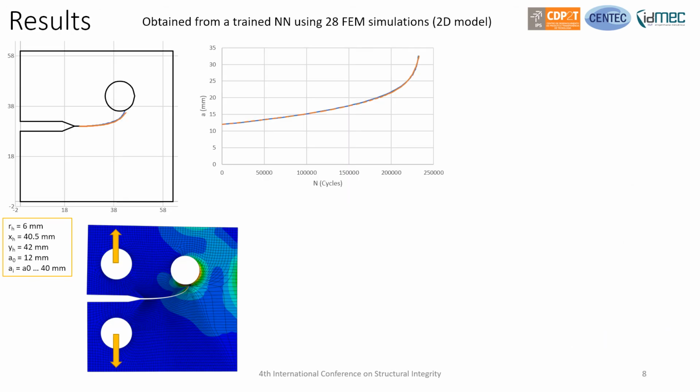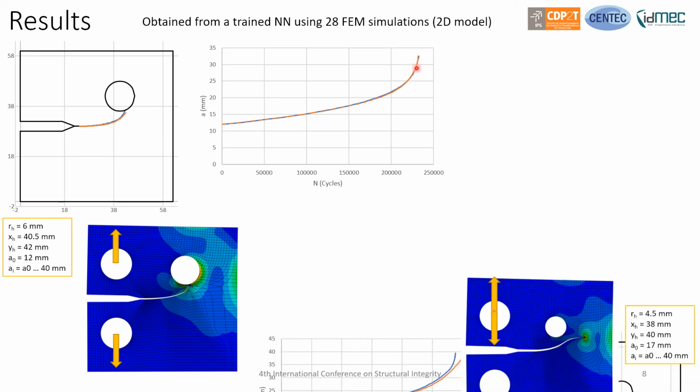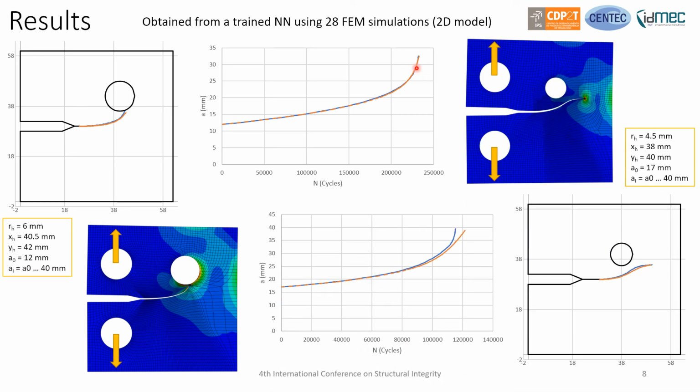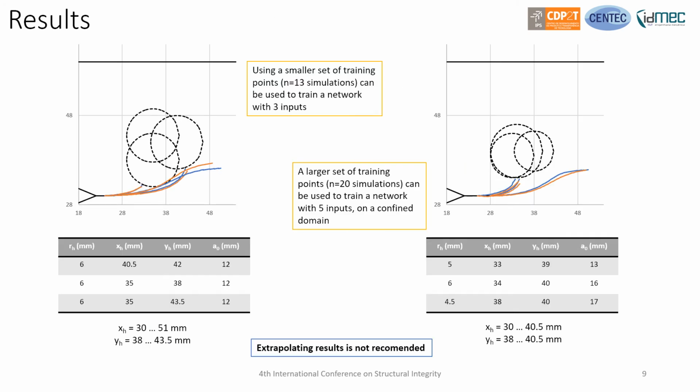As we can see, by using a trained neural network using 28 finite element simulations and a 2D model, the fatigue crack propagation path and also the fatigue crack propagation lives can be accurately predicted using different initial conditions, and these conditions were the size and the position of the hole, and also the initial crack length.